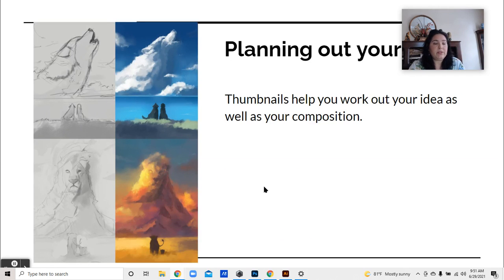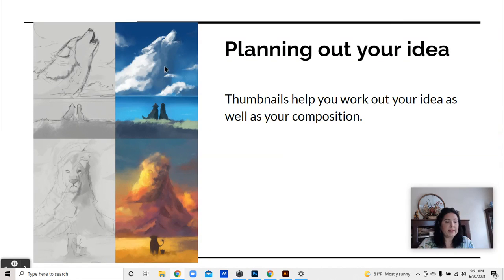So the examples that you see right here are pretty much professional paintings, right? But they're done beautifully. You've got the plan right here. It shows you they had to come up with the idea of the size of the wolf, the two little dogs looking off into the sky. So they had to come up with that idea, but they also had to come up with how they were going to place those images on that canvas.